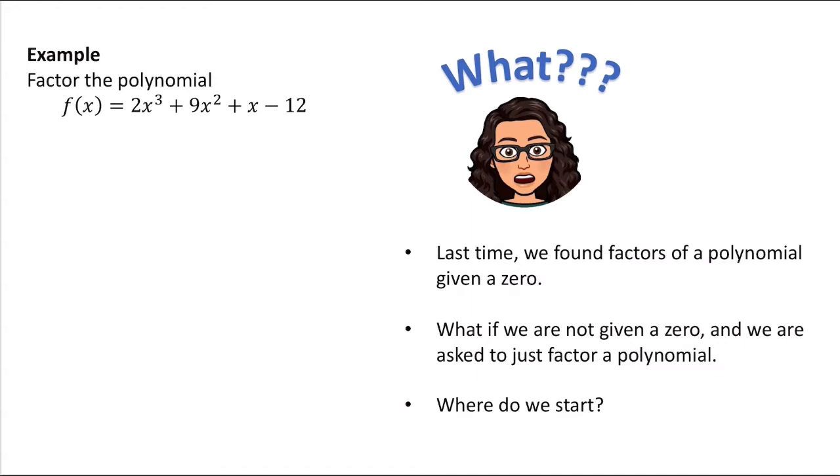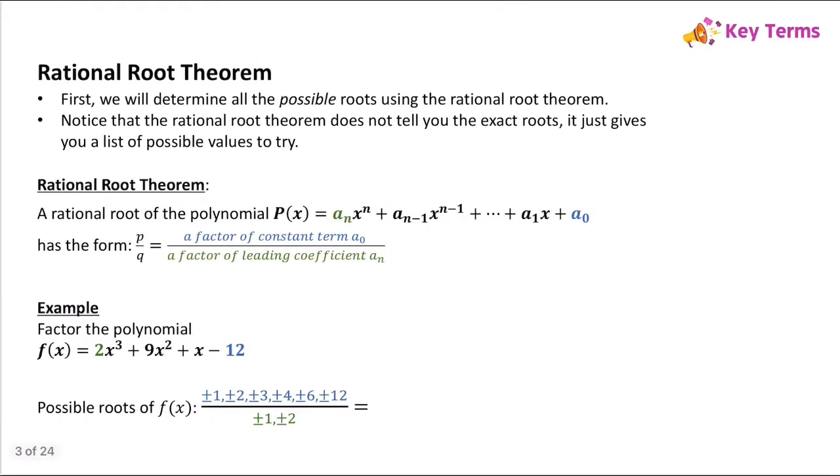Well, what you can do is you can use something called the rational root theorem. What the rational root theorem is, it gives you a list of values that are all possible roots of the polynomial. So it doesn't tell you the exact roots, just a list of possibilities. So here's how you use this theorem.